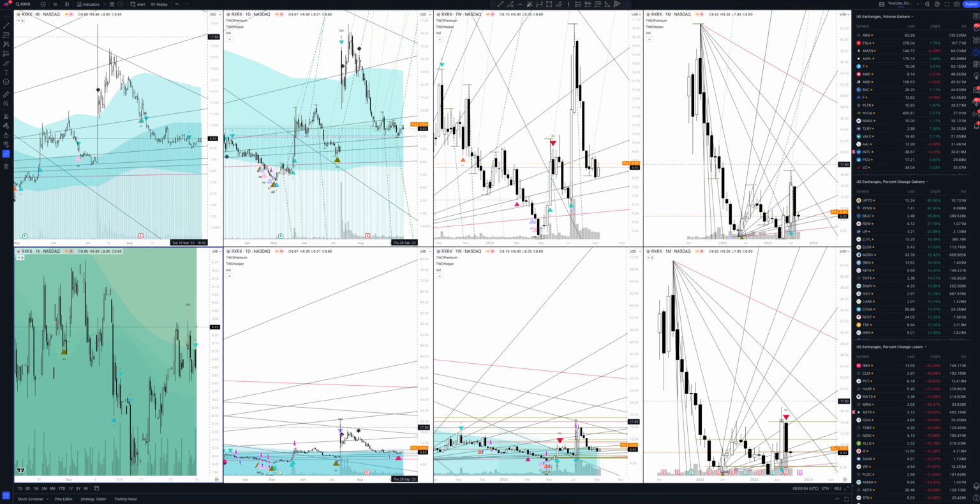Today we will take a look at Recursion Pharmaceuticals, Inc. stock. Let's analyze the market situation and find out how you can make money on it. Let's start.